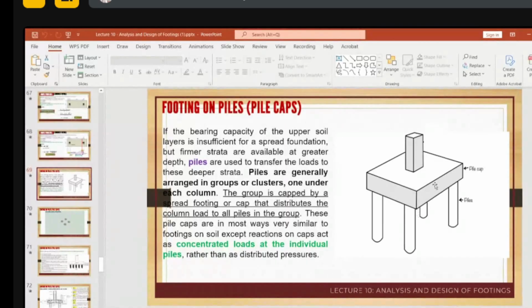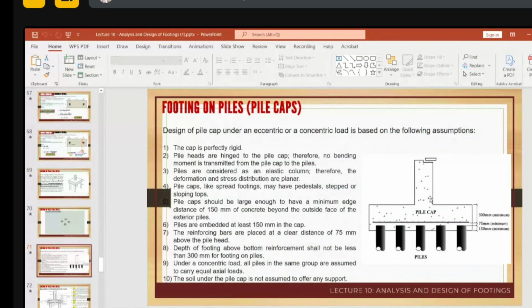So now the analysis is like a spread footing, but the difference is the reaction is individual, per column, at the bottom of the pile cap. In construction, we design the pile cap under eccentric or concentric load, based on the assumptions. So that is the pile cap.